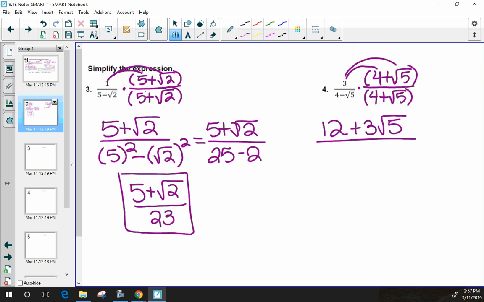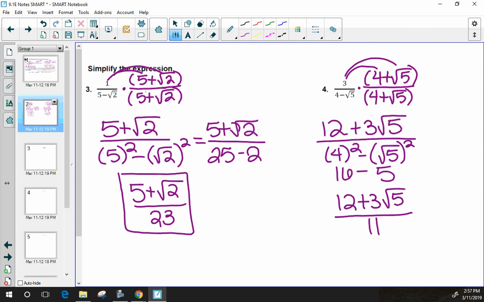And in my denominator, I know that all I have to do is do the difference of perfect squares. So my first term will be the first term squared minus the square root of 5 squared. And then let's clean that up. 4 squared is what, guys? 16 minus, and then the square root of 5 squared is just 5. So our final answer is 12 plus 3 square root of 5 over 11. And then that doesn't really simplify any further. We're good. How are we feeling about these? Pretty good? Okay.